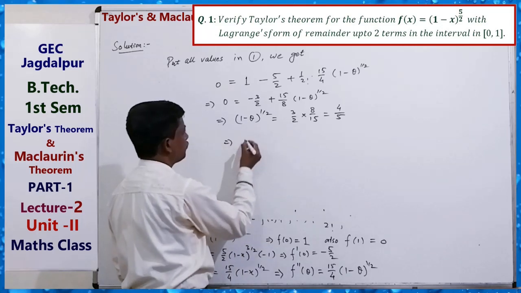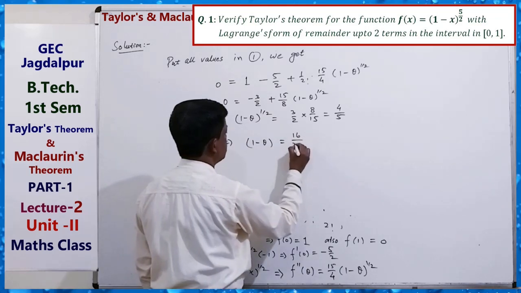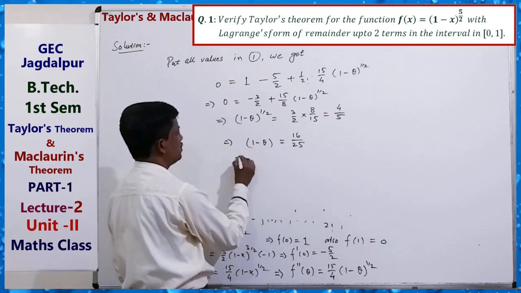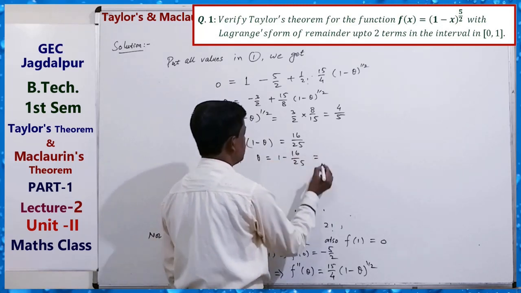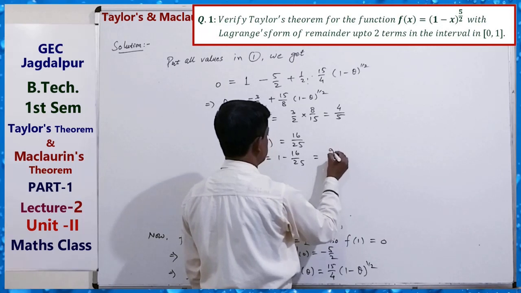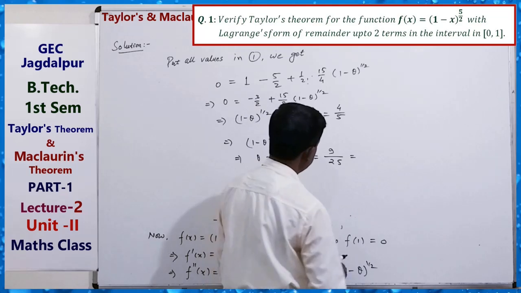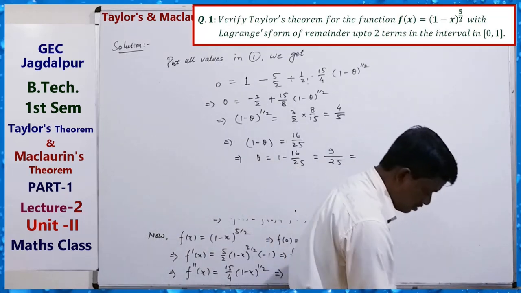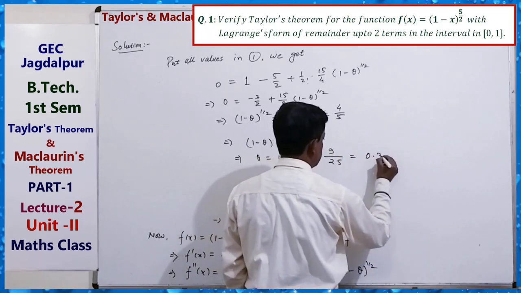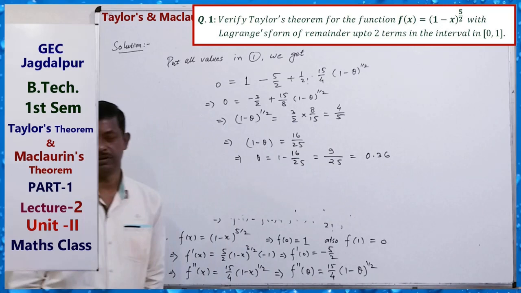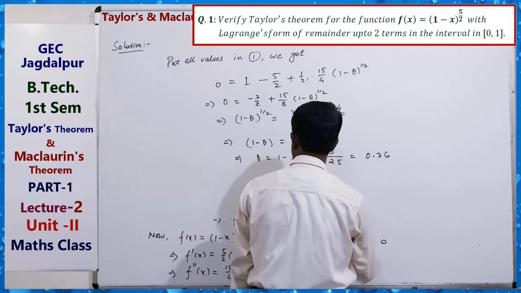So this implies 1 minus theta is equal to 16 by 25. Squaring on both sides, theta equals 1 minus 16 by 25, that is 25 minus 16, 9 by 25. 9 by 25, you can divide it, gives 0.36. This is the value of theta.